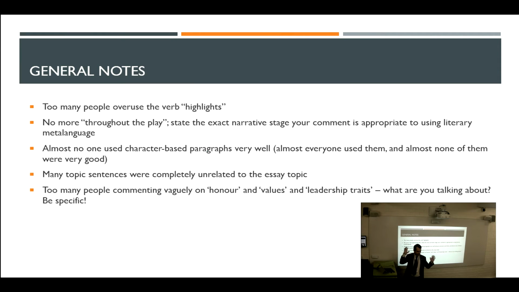Sorry, this almost contradicts what I just said. Don't use the term values or leadership traits or honour without saying exactly what you're talking about. A lot of people talked about the leadership traits of Hotspur and Hal without saying what the leadership traits were. You've got to say what they are. You can't talk vaguely. Let's say you give an example, and then you say, we'll get into this a little bit later, how this shows that Hal has leadership qualities of an effective ruler. But you haven't said exactly what the leadership qualities are. You've just asserted vaguely that it shows that somehow.